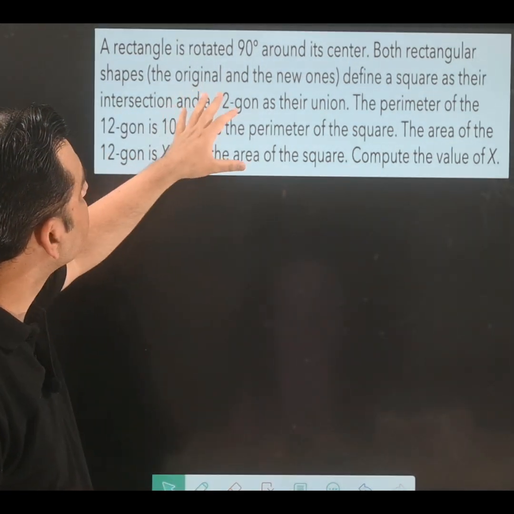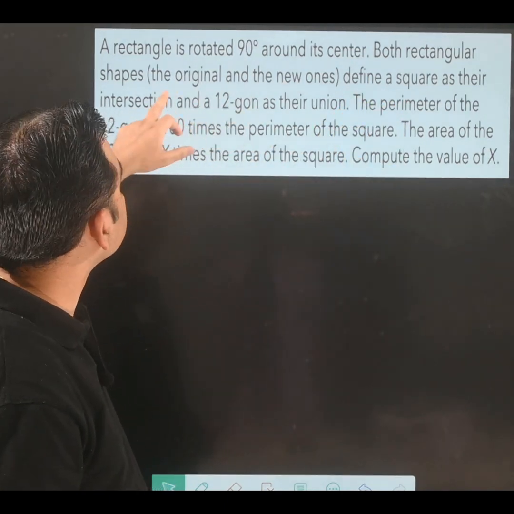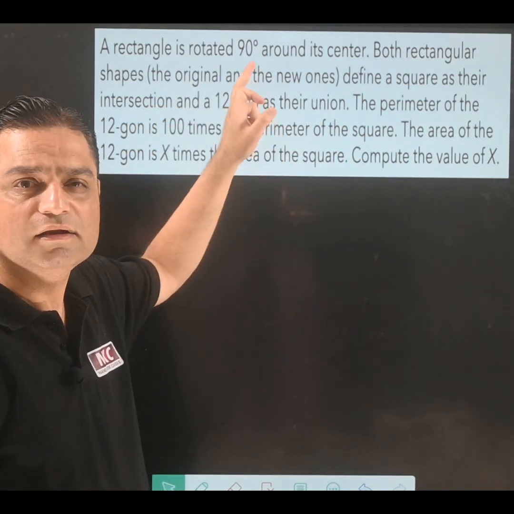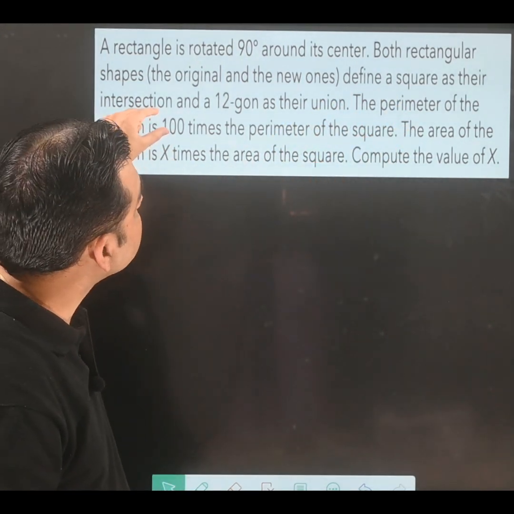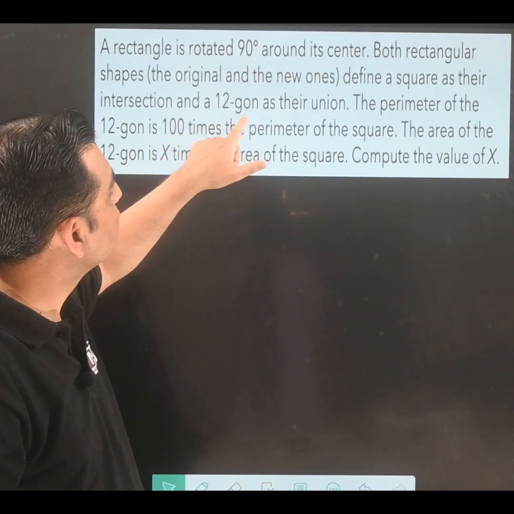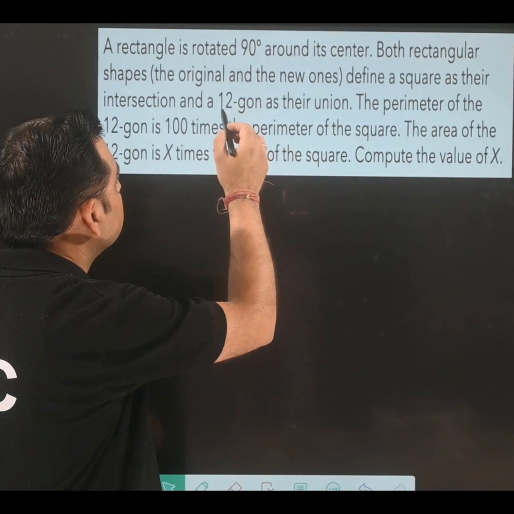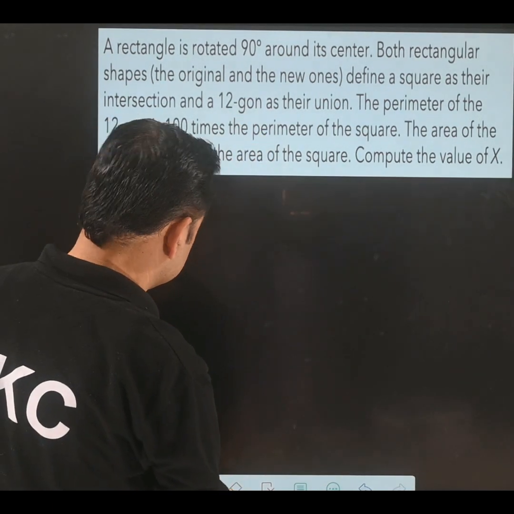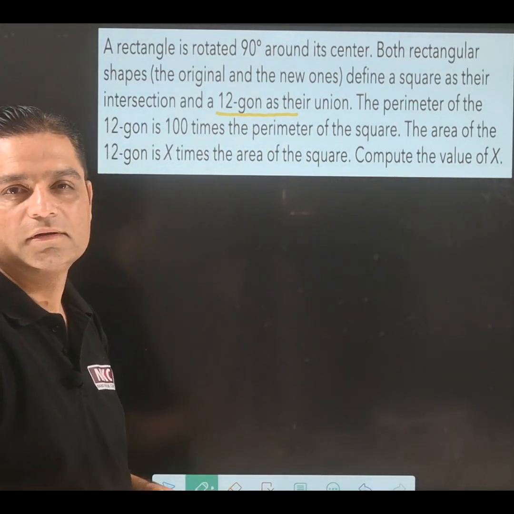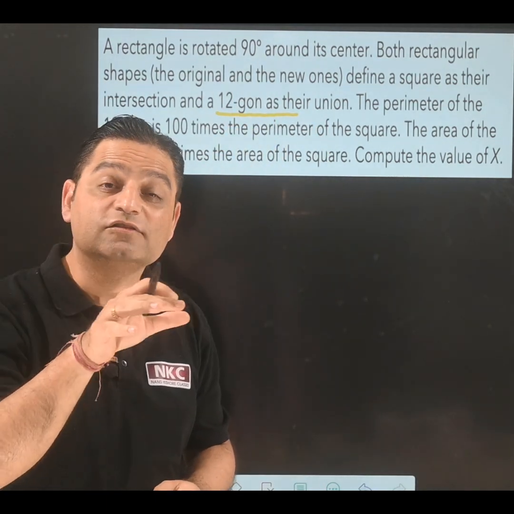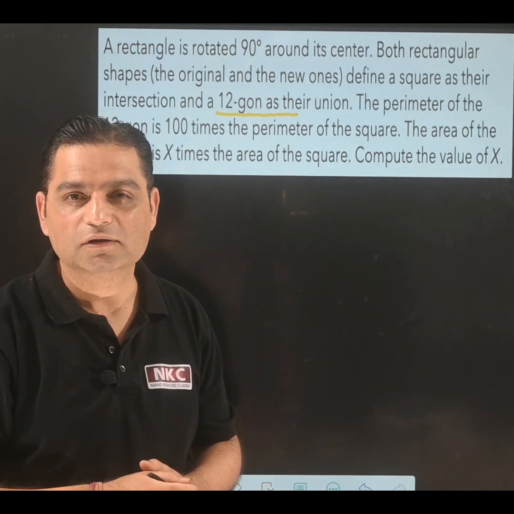A rectangle is rotated 90 degrees about its center. Both rectangular shapes, the original and the new one, define a square as their intersection and a 12-gon as their union. This is very important to see, this 12-gon word. What is a 12-gon? It's a polygon having 12 sides. Do remember, it's a polygon having 12 sides.